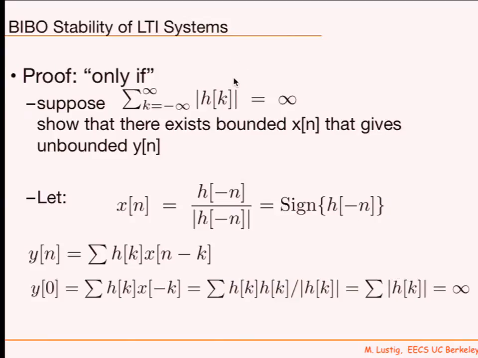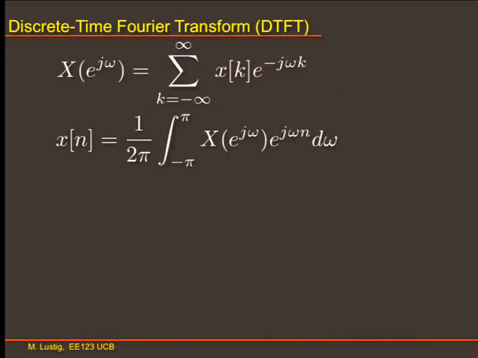Now we know that this goes to infinity. So then you get infinity. Means that we put in a bounded input and we got an unbounded output, right? So, QED, questions? All right, we proved both ways. All right, moving on.